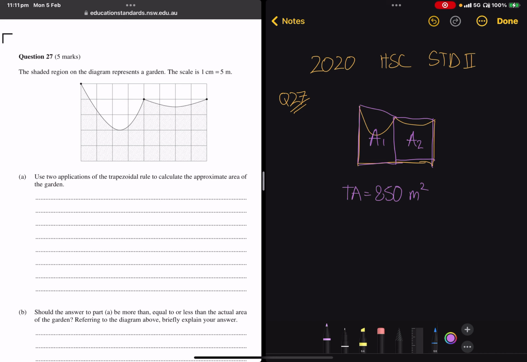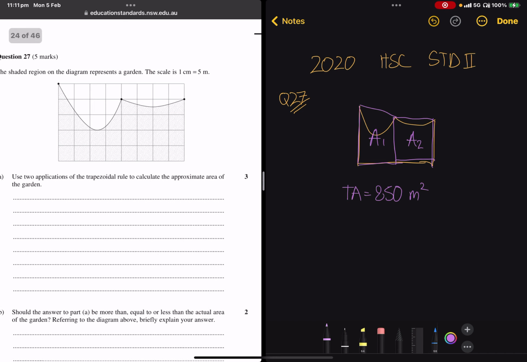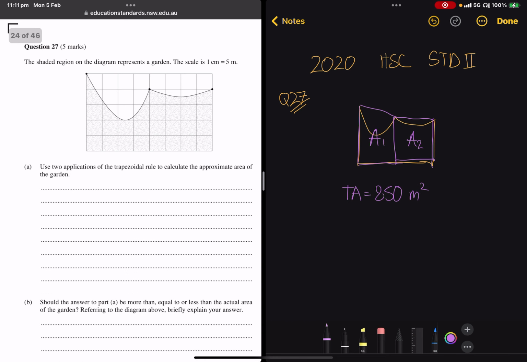So should the answer be more than, equal to, or less than the actual area? This is worth 2 marks. It's going to be more than. So the total area is going to be greater than the real area. The reason for this is we have two little bits in here, this curved bit here and this curved bit here. These are not in the real garden. Right? These are not in the real garden, but they are counted in the trapezoid rule estimation.